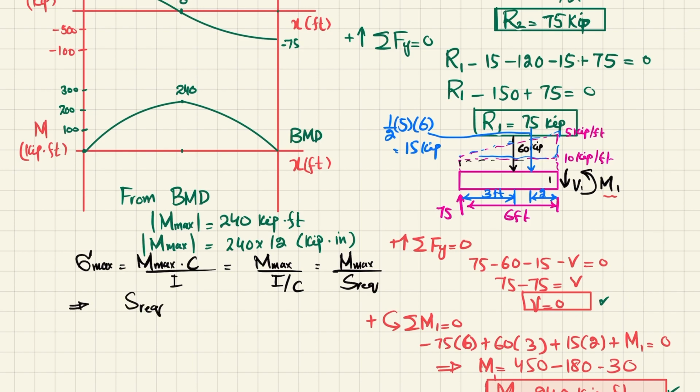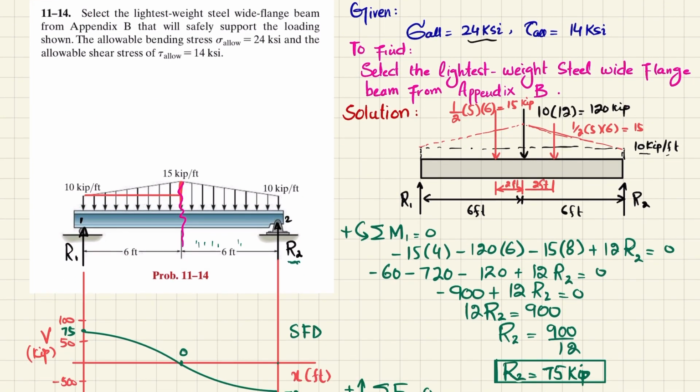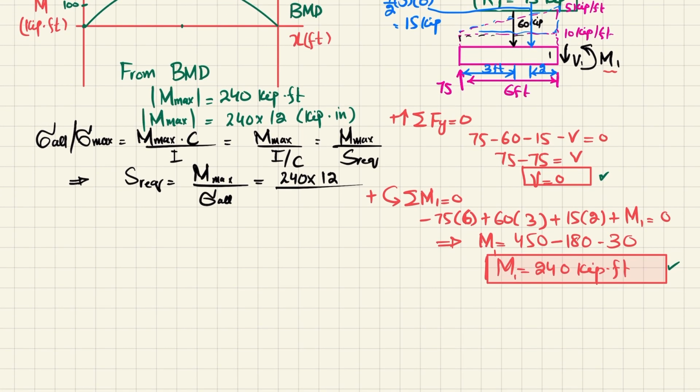So required section modulus is equal to maximum bending moment divided by maximum or allowable bending stress. So allowable bending stress is available, and maximum moment is also available. So maximum moment is 240 into 12 divided by allowable bending stress, 24 KSI. So when you calculate it, you will get required section modulus equal to 120 cubic inch. So this is the required section modulus.